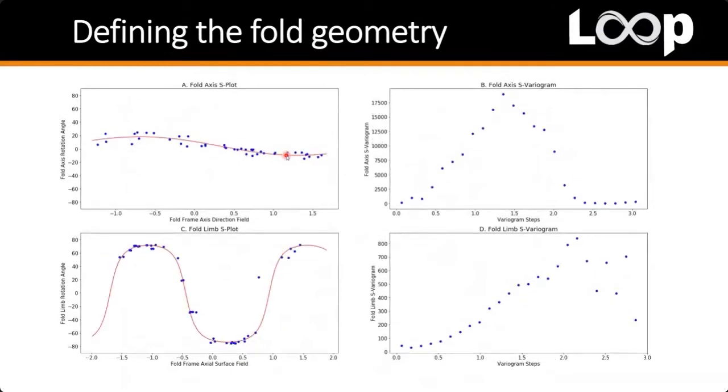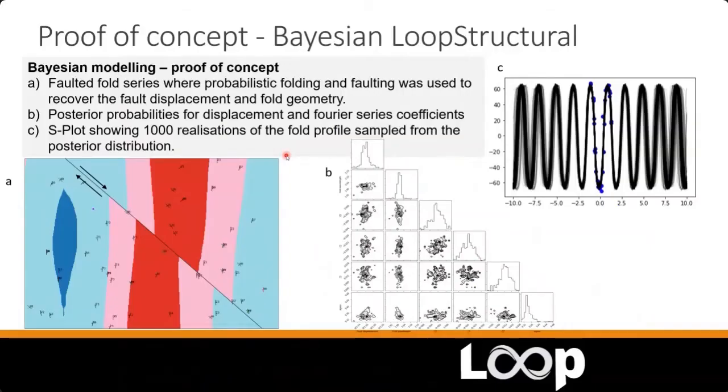So we do it again, apparently. This is the example for here, this time with the proper kinematics. And what we recognize is that it's actually quite hard because we don't have the value of the offset on the fault. We don't have the orientation of the offset on the fold, and very often we don't have the wavelengths of the folds either. So this is a perfect example where Bayesian modeling would work.